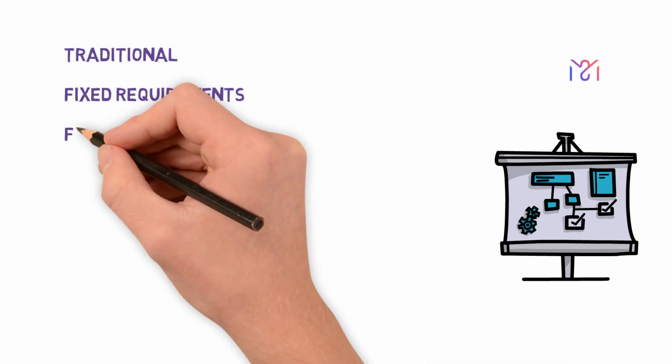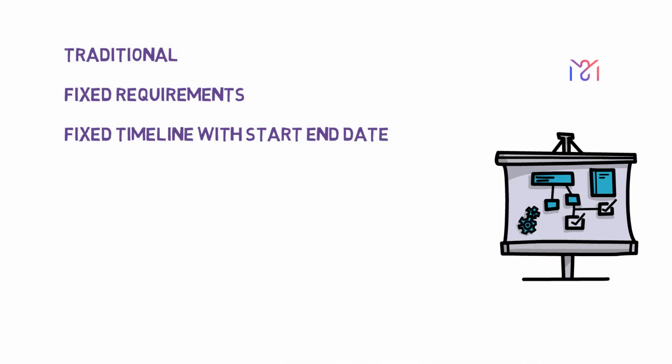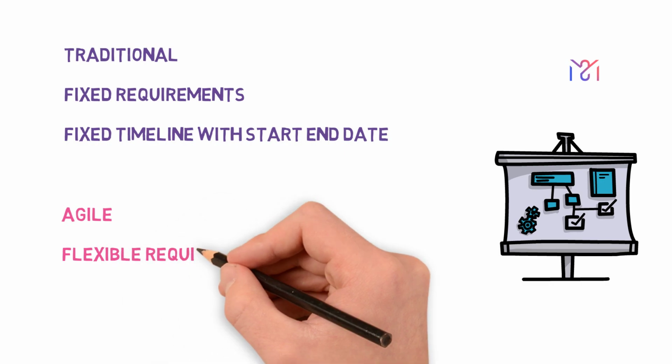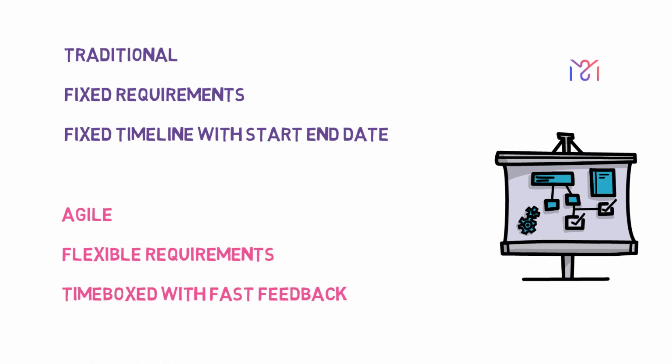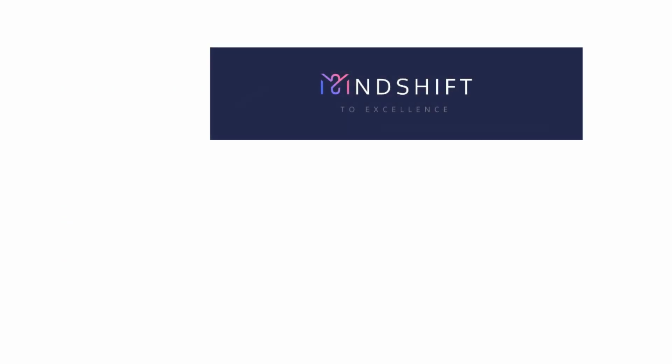As a short summary, traditional models have fixed requirements for a fixed time. Agile models have flexible requirements, focusing on frequent samples for feedback until the end product comes to the real world.